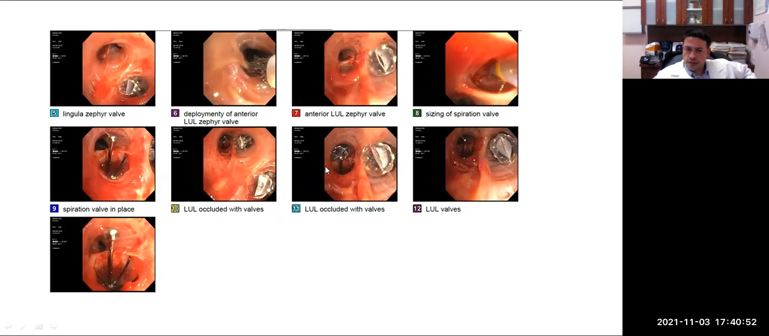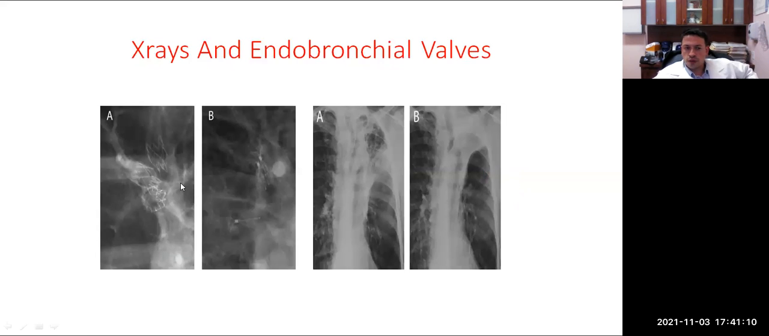You can see that the posterior segment of the apical posterior is a difficult segment for a Zephyr valve because it comes off at an angle, and you can't really get the scope in there. So that's why this segment received a Spiration valve, and the other segments received Zephyr valves. The patient did very well. I want to show you on a chest x-ray what the Zephyr looks like and what the Spiration looks like, so you can tell which one is which.